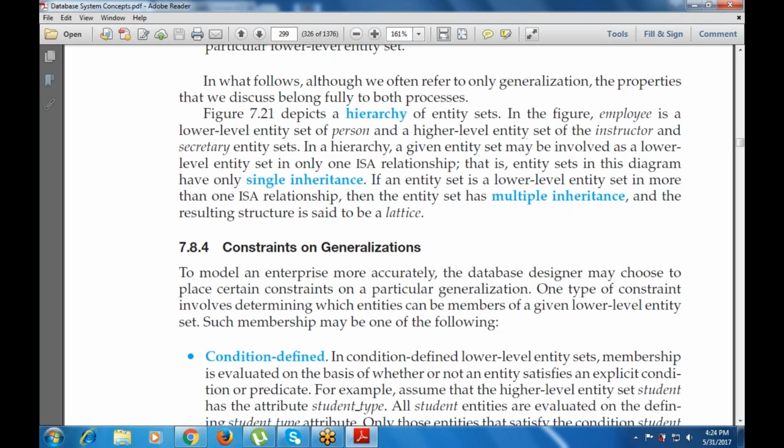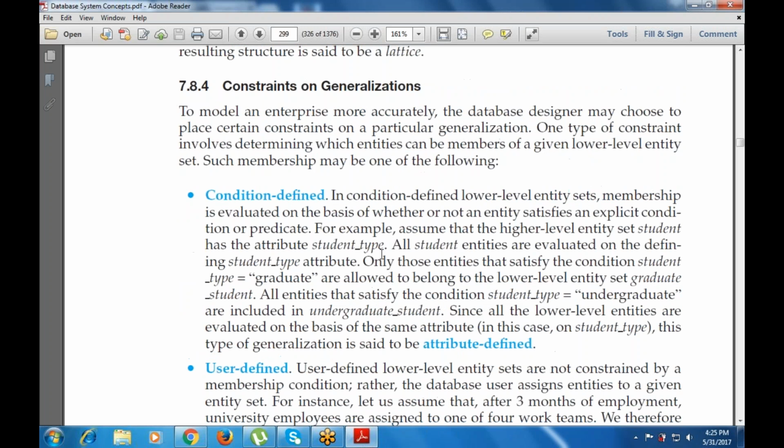One type of constraint involves determining which entities can be members of a given lower level entity set. That means what entity sets may be defined as a member of the lower level entity set. Such membership may be one of the following. First is condition based. In condition based lower level entity sets, membership is evaluated on the basis of whether or not an entity satisfies an explicit condition or predicate.